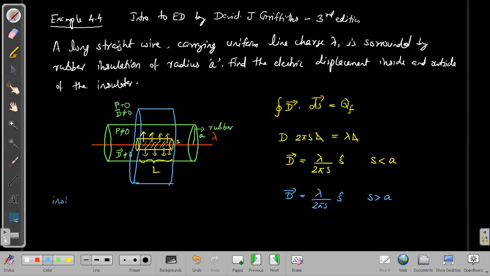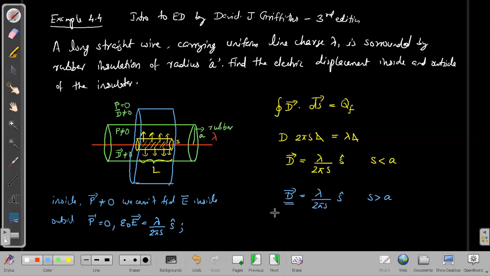Okay, so the inside P is non-zero, so therefore we cannot find the electric field inside. But it is possible to find the electric field outside, because outside the polarization is zero. So what would be your electric displacement? The electric displacement will become epsilon 0 E equal to lambda by 2 pi s times s.